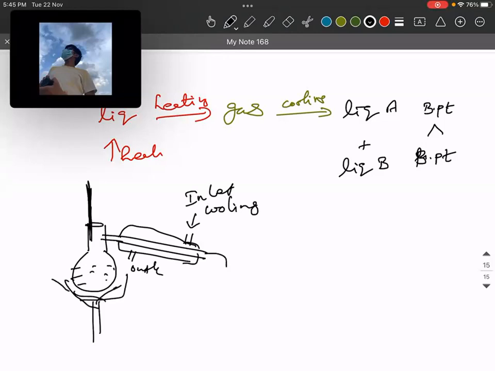Then you can collect it. Collecting reservoir. So the water inlet you are giving over here, and then once you are heating, what will happen? The liquid gets to the gaseous state. Okay. So the gas, if you are cooling, it will become liquid.